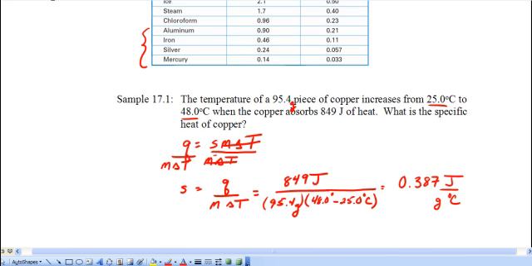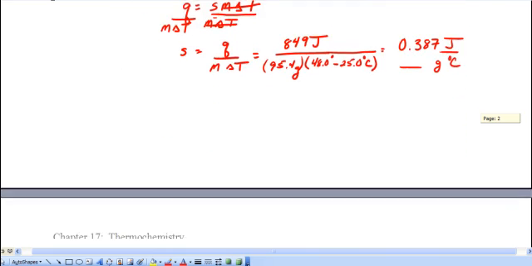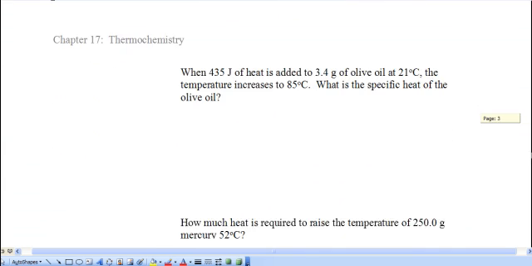Alright, so that is the specific heat of copper. And notice that is a reasonable value, because when you compare that to other metals, they tend to have fairly low specific heats, and copper does. Alright, let's go ahead and try a few more problems.